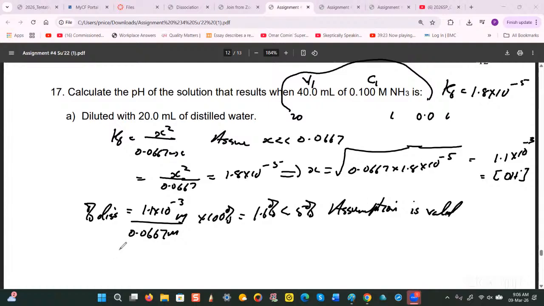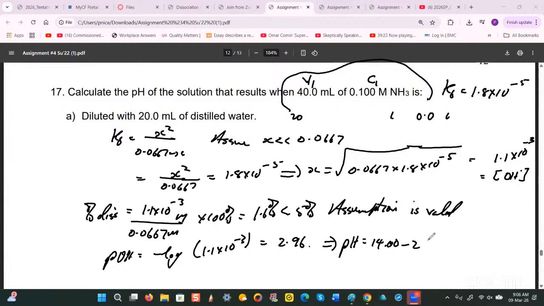So therefore, as you were just saying, you find the pOH, which is minus log of 1.1 times 10 to the minus 3. Let's see what that gives. Okay, so I got 2.96, right? Which means that the pH is equal to what? 14.00 minus 2.96, right? And that gives a value of 11.04 as the final answer.